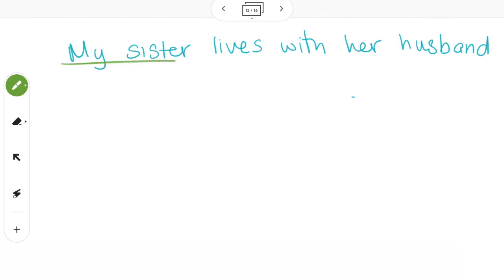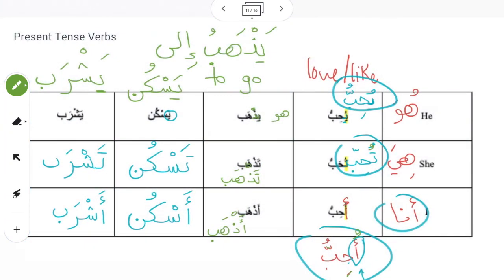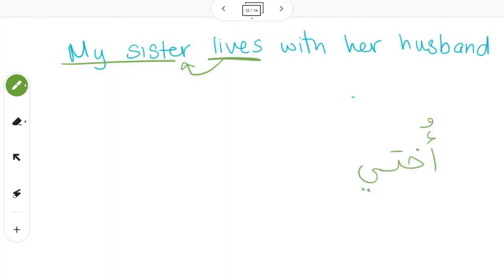Okay. My sister is one unit. So we have the word ukht. We want to add the ya to the end to make it my sister. Lives. The verb always has to match the person doing it. So because my sister is a woman, we're going to use the feminine form. And the feminine form here is hiya, she lives. So we're going to use this right here, taskun. Ukhti taskun.